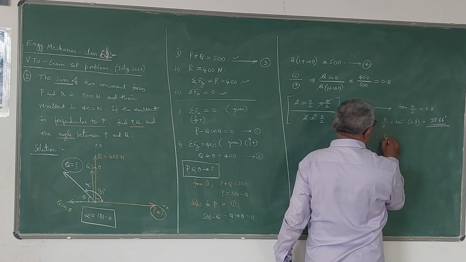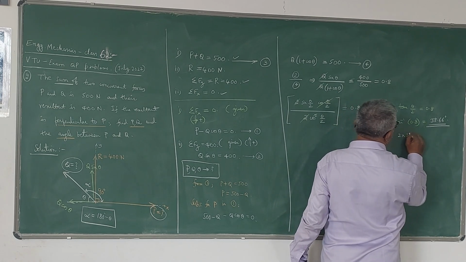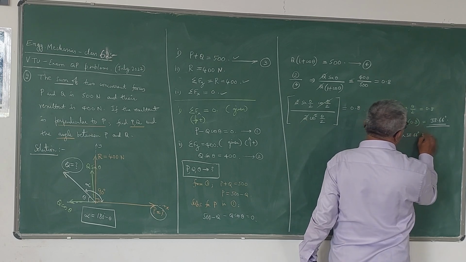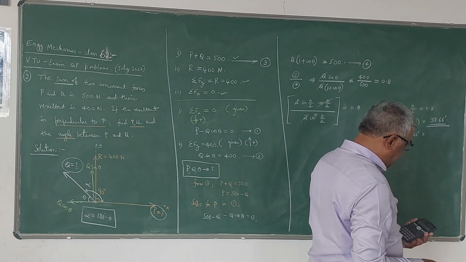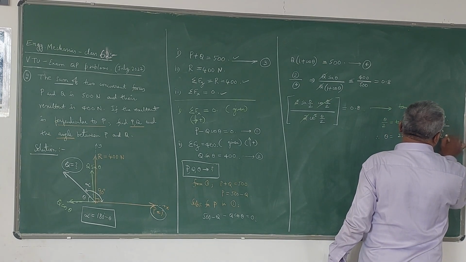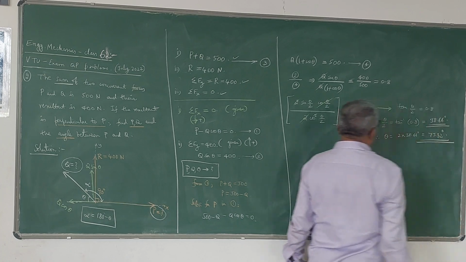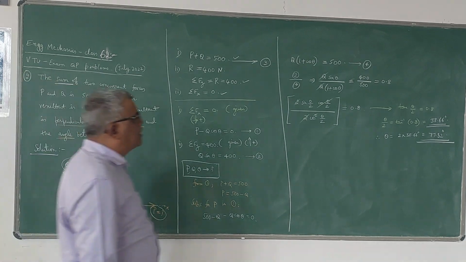Therefore, theta is 2 times that. 2 into 38.66 is 77.32. So one unknown we got now. The value of theta is 77.32 degrees. So first unknown we got.